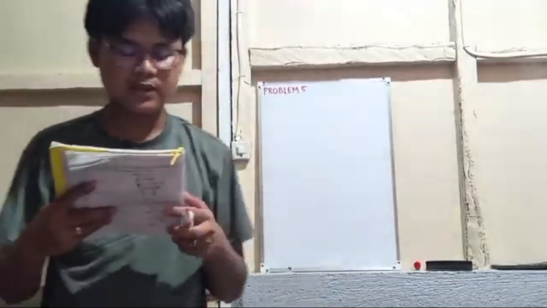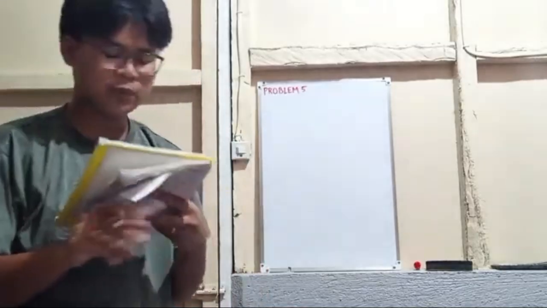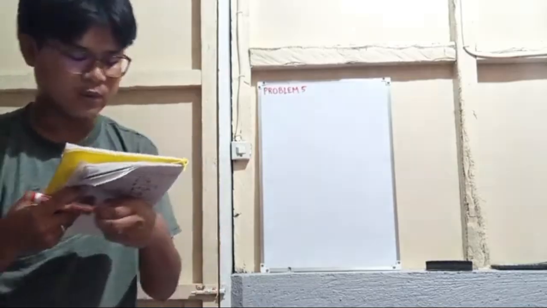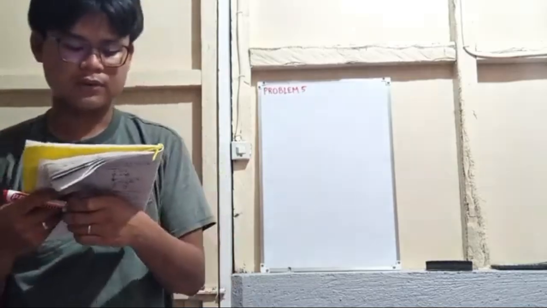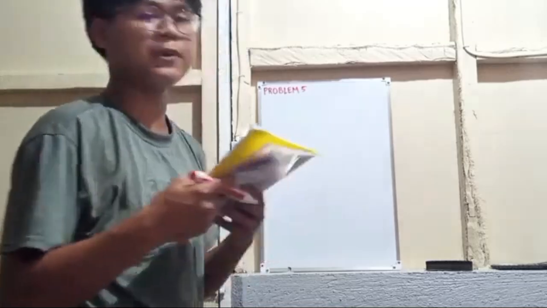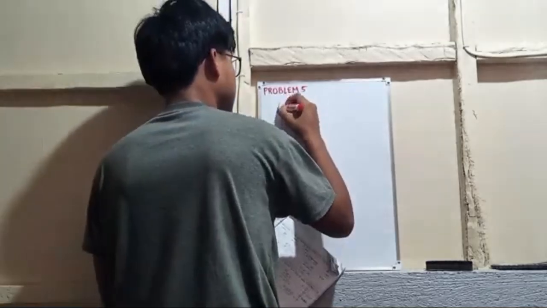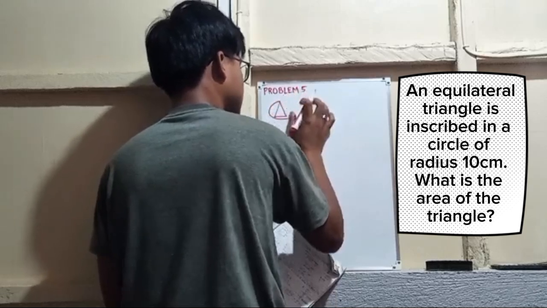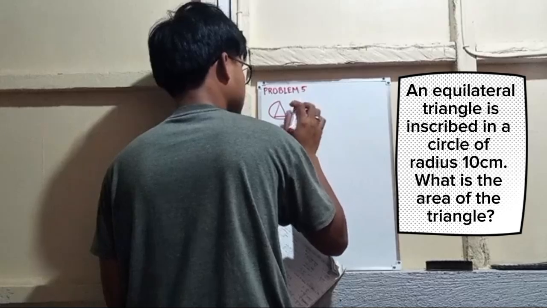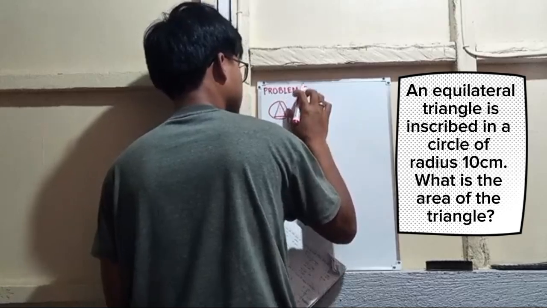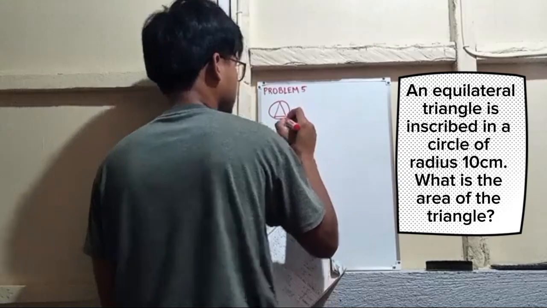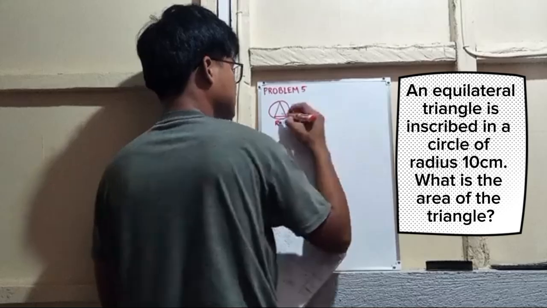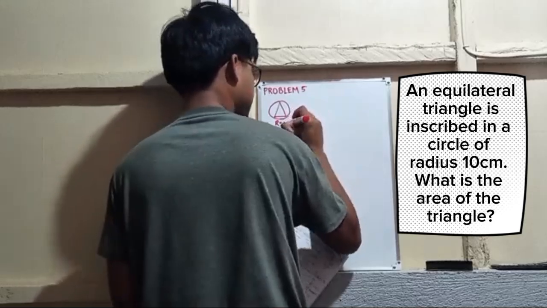So we will proceed with problem 5. An equilateral triangle is inscribed in a circle of radius 10 cm. What is the area of the equilateral triangle? So first we will draw the equilateral triangle inscribed in a circle. Then our radius, the circumradius, is equal to 10 centimeter.